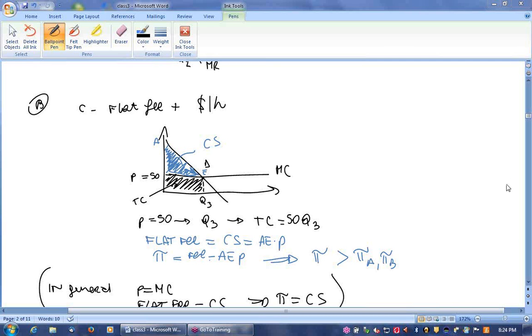Yes, the flat fee plus per hour will always be the highest because it's the way in which the monopolist can take all the surplus from the consumers. So basically the flat fee plus the per hour is going to make all the costs covered by the pricing per hour, and then it will also take away all the consumer surplus. So flat fee plus per hour is always the best, and then between flat fee or per hour, it depends on the marginal cost.